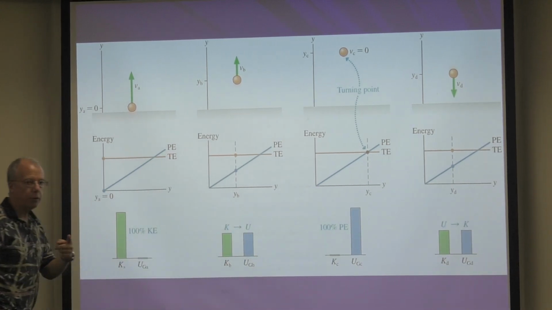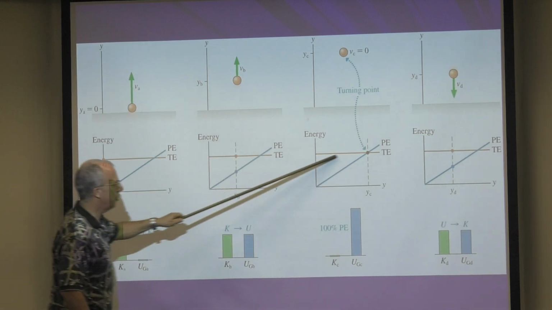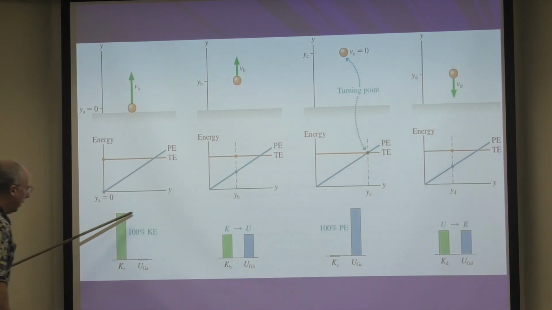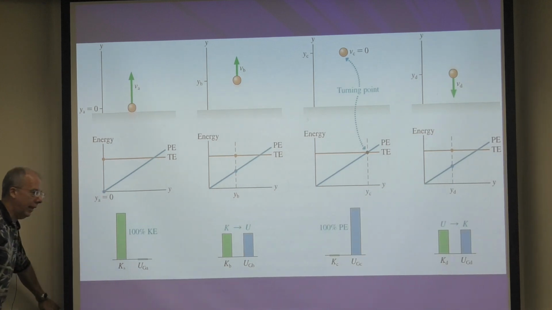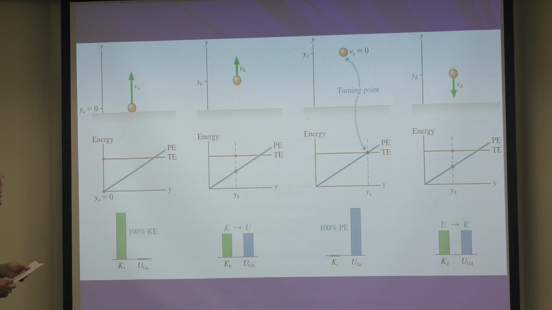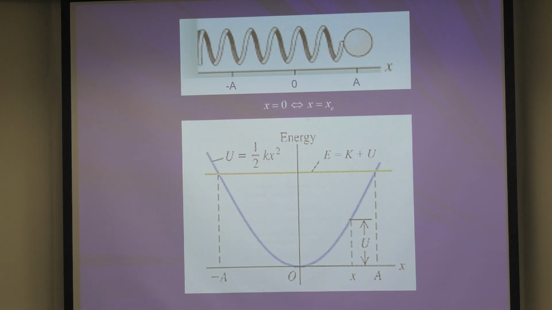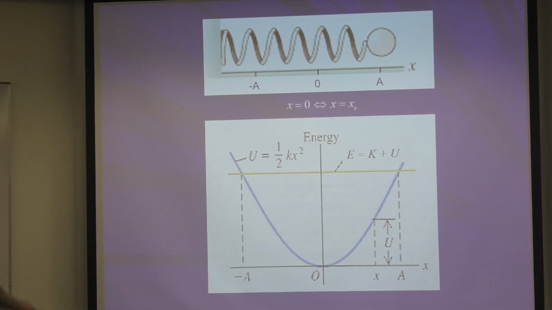So you should be familiar with this kind of energy graph as well as this kind of energy graph. You should be able to interpret them and basically figure out what's physically going on. Okay, so that's for free fall. Let's do something else. And we're going to be talking about this later. That's why we're talking about it now. We're going to also be talking about it in Physics 106.